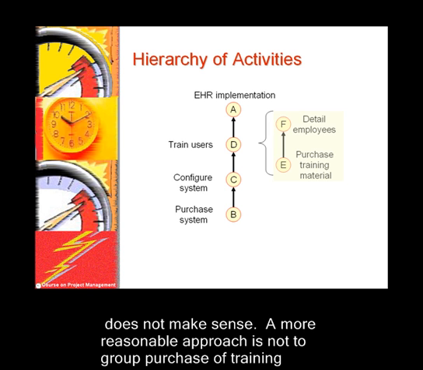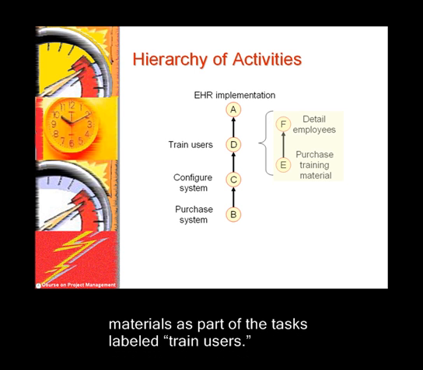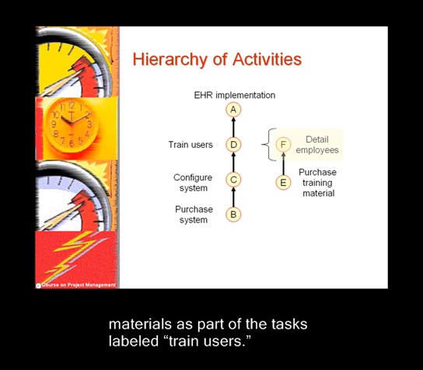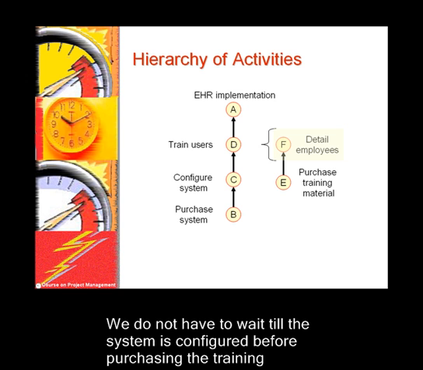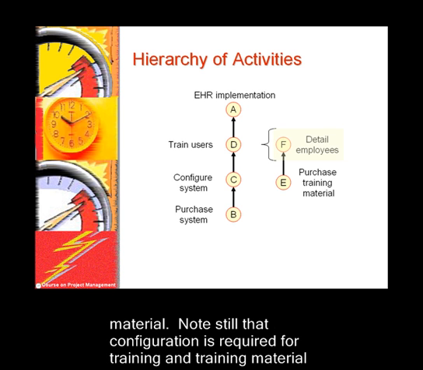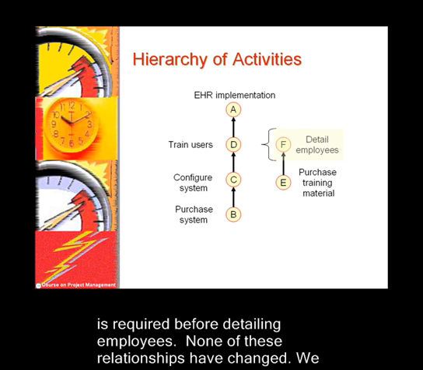A more reasonable approach is not to group purchase of training materials as part of the tasks labeled train users. In this drawing, the purchase of training has no precedence. It can start anytime it wishes. We do not have to wait until the system is configured before purchasing the training material. Note still that configuration is required for training, and training material is required before detailing employees. None of these relationships have changed.